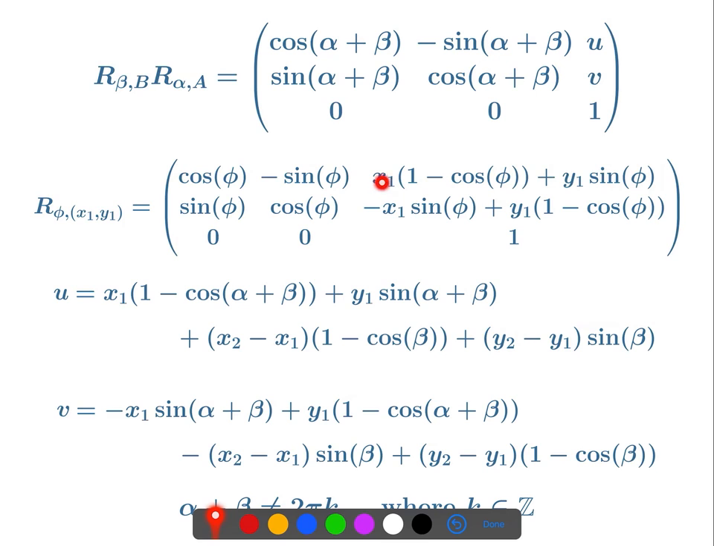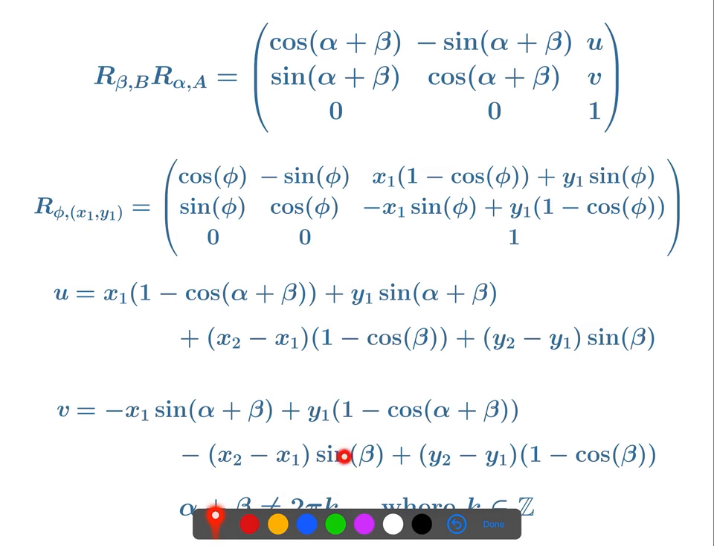This will be x1 plus x3, and this will be y1 plus y3. So we'll have different points, different things for x and y, times 1 minus cosine of alpha plus beta and sine of alpha plus beta. And I want down here to have the same x3 and y3.